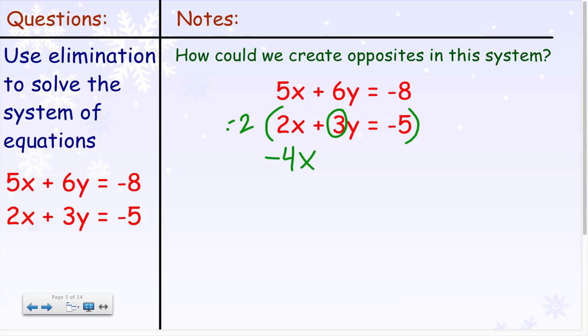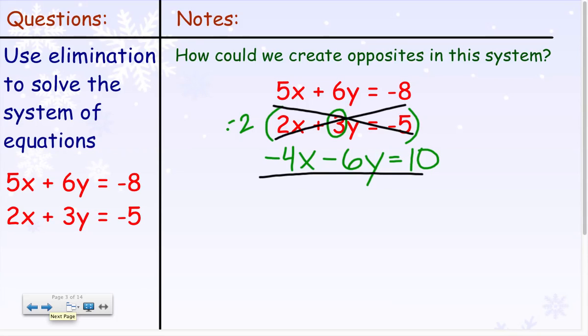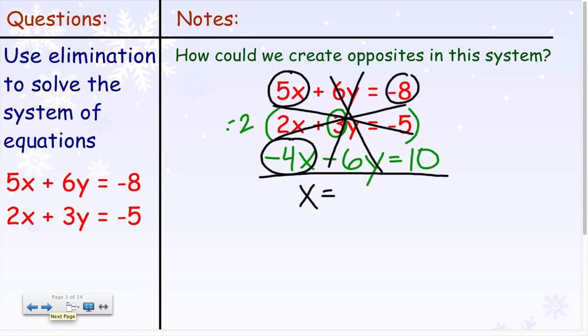So negative 4x minus 6y equals 10. Make sure you're multiplying every single number in the equation by negative 2. You can't just multiply one number, it has to be all three. So now, I know I did this correct because I made opposites. 6 and negative 6 made 0. 5x minus 4x gives me x. Negative 8 and 10 gives me 2. So that one is ready to go. There's half of my answer.